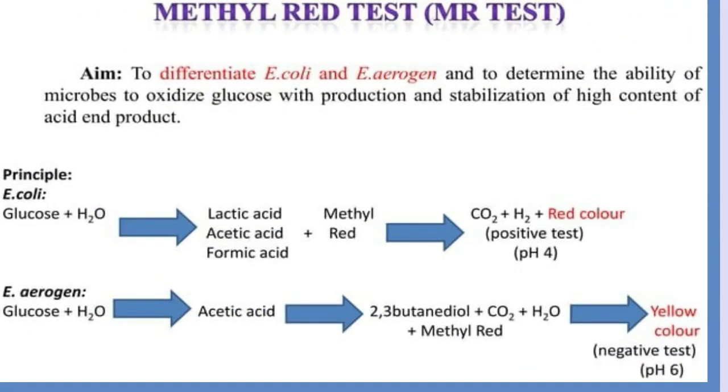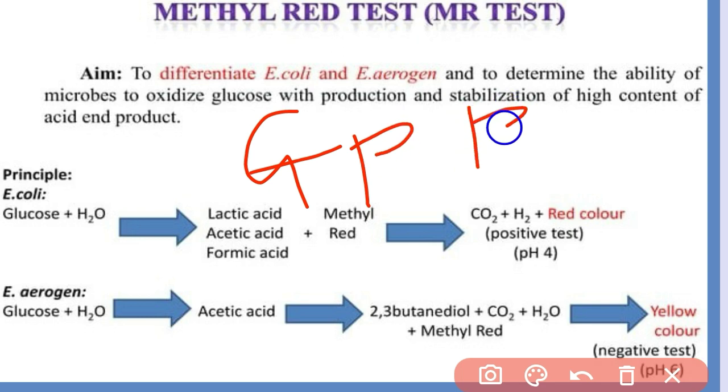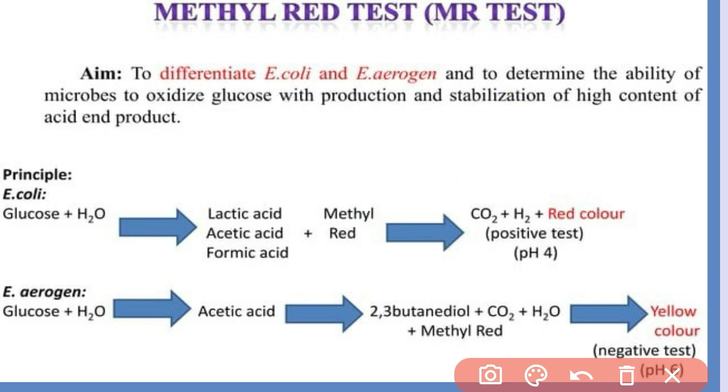The next test, the second test, is the methyl red test or MR test. The aim of this test is to differentiate Enterobacter aerogenes and E. coli and to determine the ability of a microorganism to oxidize glucose with production and stabilization of a high content of acid end products. The medium used for this test is glucose phosphate broth or GPB.